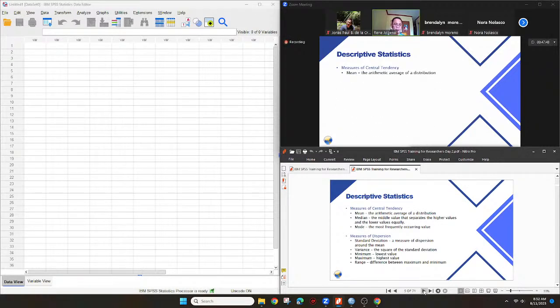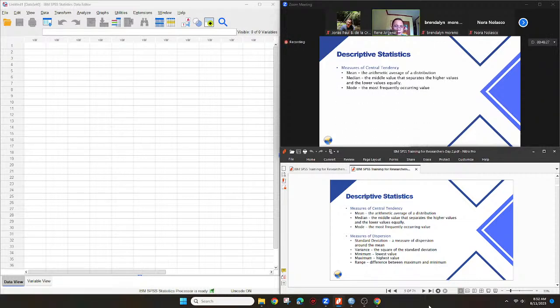So you have the mean, that is the average. That is actually our concept of the average, no? And you have the median, that is the middle value that separates the higher values and the lower values equally. So that is actually the middle of a set of data, when the data are equally divided into two. So basically, if there is an odd number of data, we have a median, the one at the middle, and if there is an even number of data, we take the average of the two middle values.